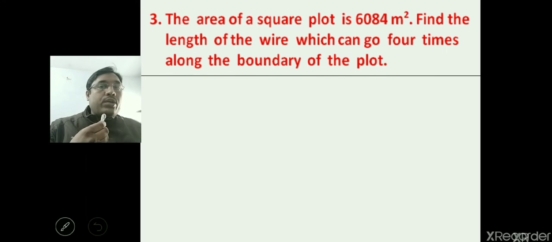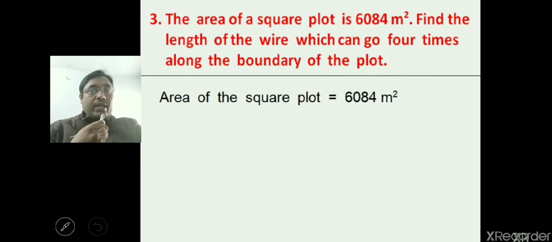So that wire is going 4 times around the boundary. So you find the boundary length, that is the perimeter, and multiply it with 4. Then you can find the length of the wire which is going 4 times around the boundary. So for that, first you should know the side. The area of the square plot is 6084 meters square.